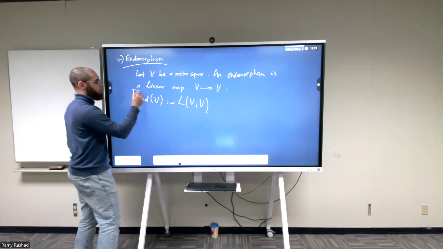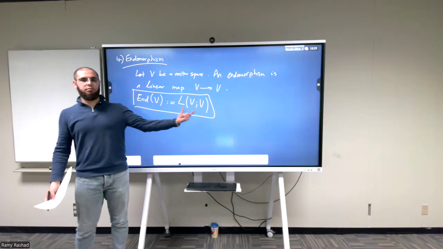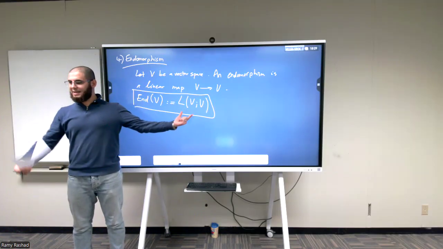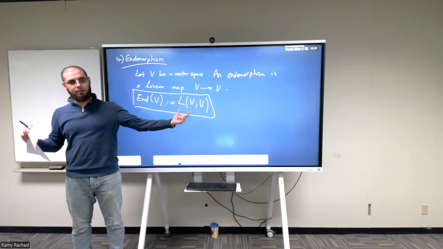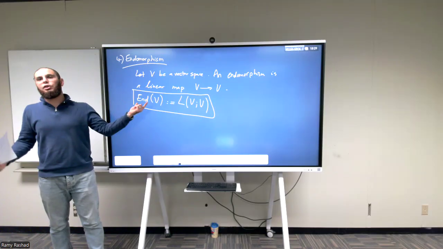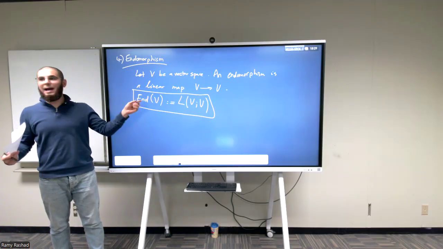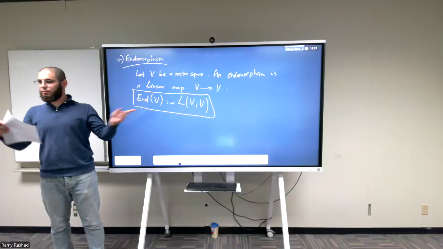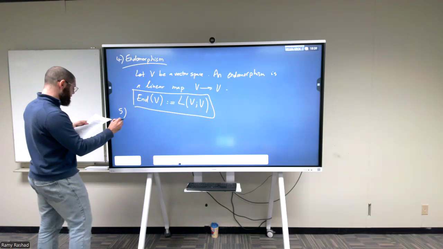Does this make sense to everyone? It's a definition. It is the set of all linear maps from V to V. And now we just call this the set of endomorphisms over V. So every map here is from V to V. Okay, I'm going to define a new definition.